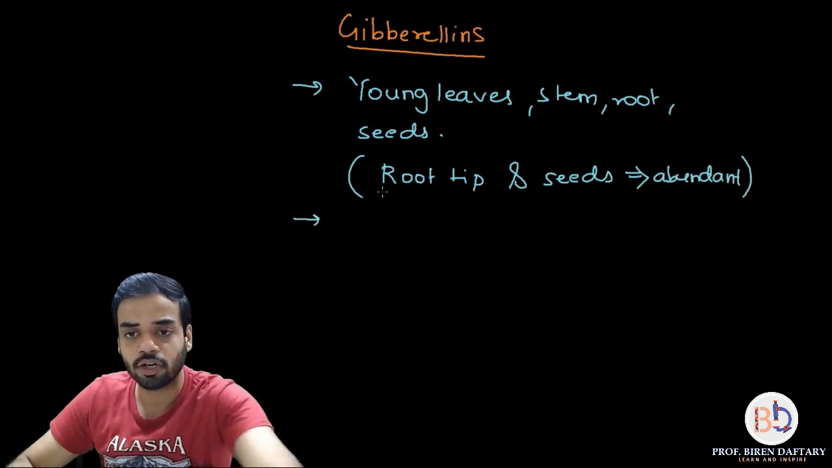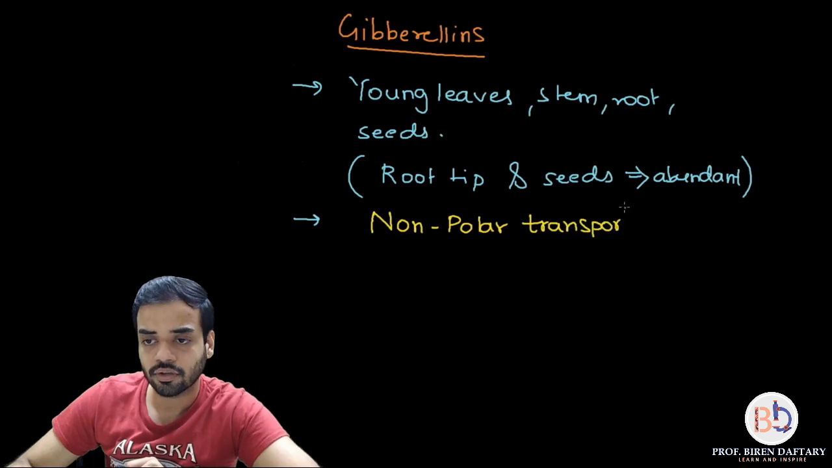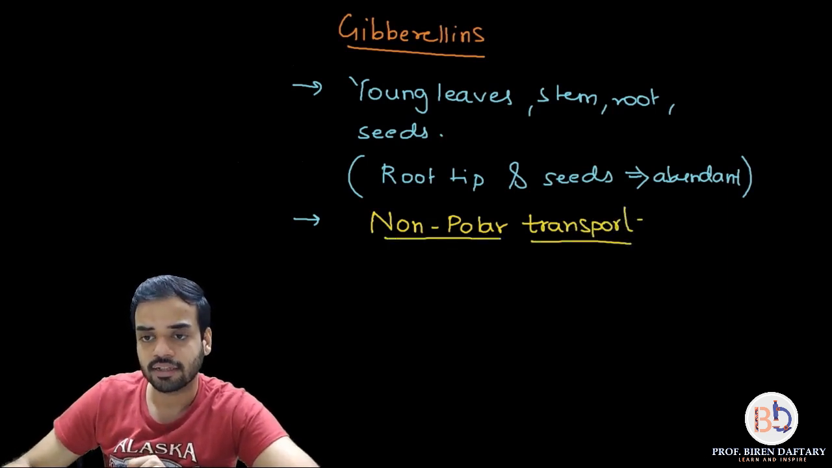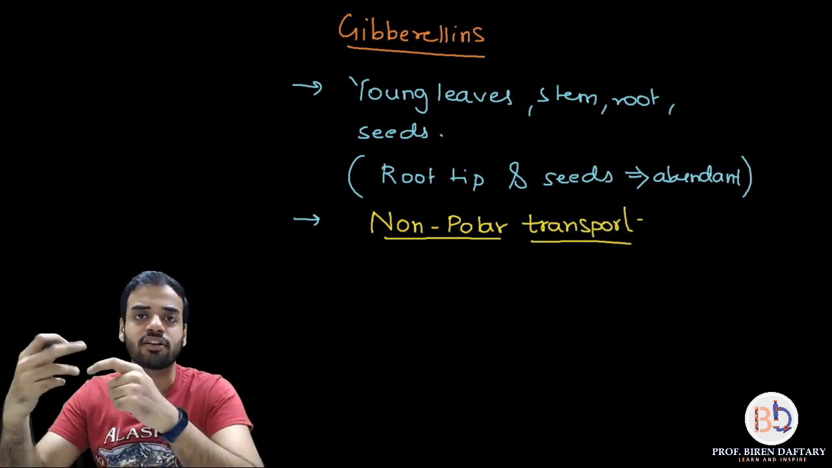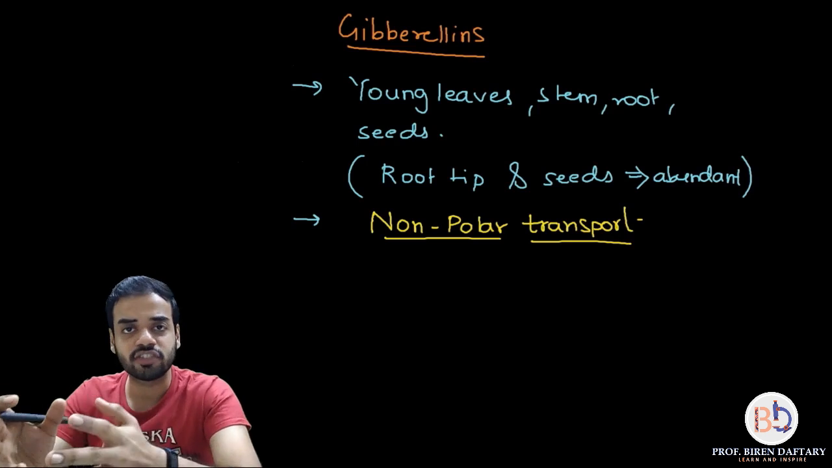Next let me write down the type of transport. It's a very important point. They show non-polar transport. Please remember this. The meaning of non-polar transport is that they are bi-directional in transportation. Is this clear? Now let us study the history of gibberellins.